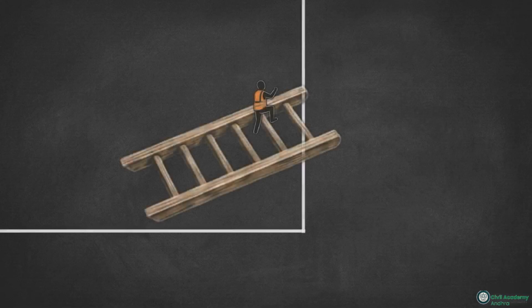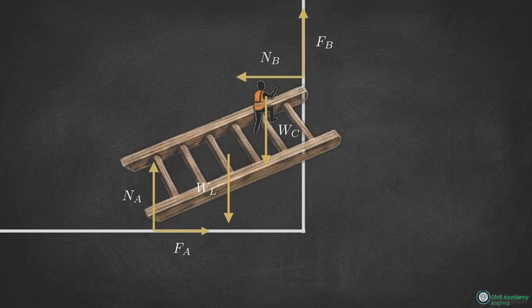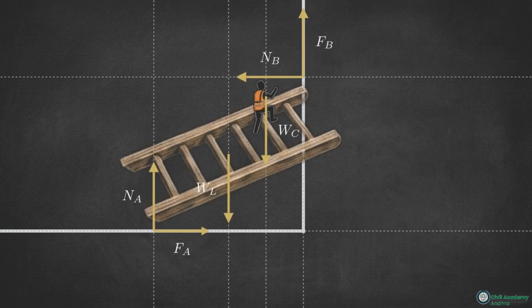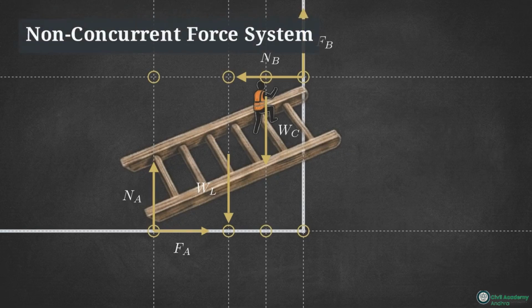Looking at this diagram, we map the downward weight of the ladder and the climber, plus the normal and frictional reactions at both the floor and the wall. If we extend the lines of action for all these vectors, they cross each other in multiple places. They do not converge at a single point.